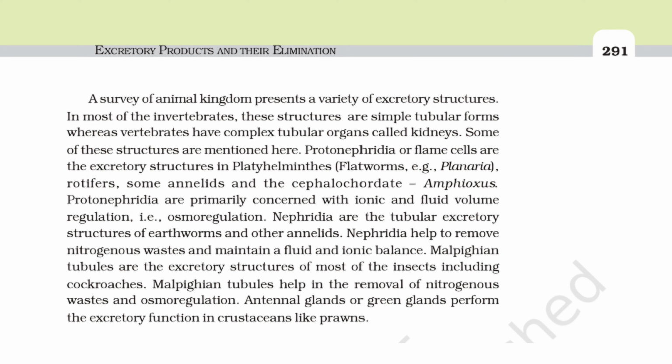Nephridia are the tubular excretory structures of earthworms and other annelids. Nephridia help to remove nitrogenous wastes and maintain a fluid and ionic balance. Malpighian tubules are the excretory structures of most of the insects, including cockroaches. Malpighian tubules help in the removal of nitrogenous wastes and osmoregulation. Antennal glands or green glands perform the excretory function in crustaceans like prawns.